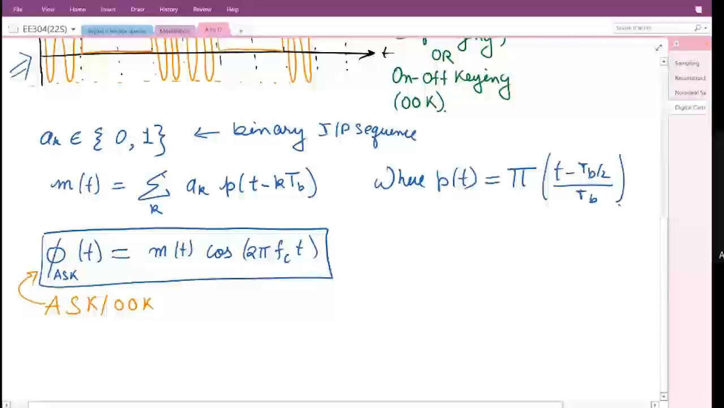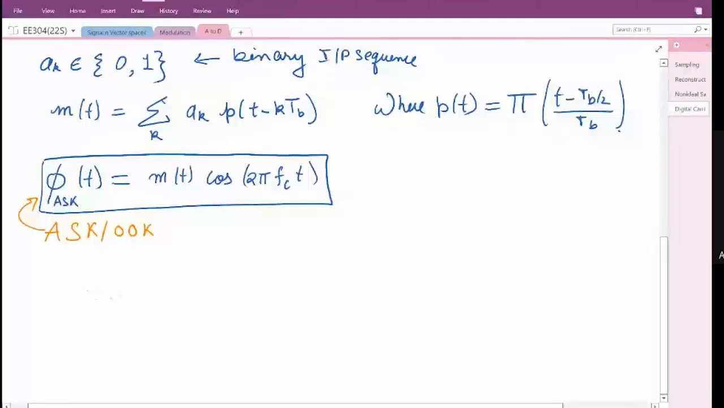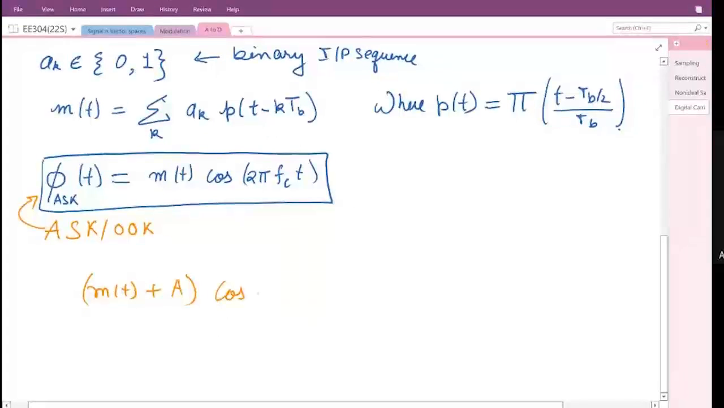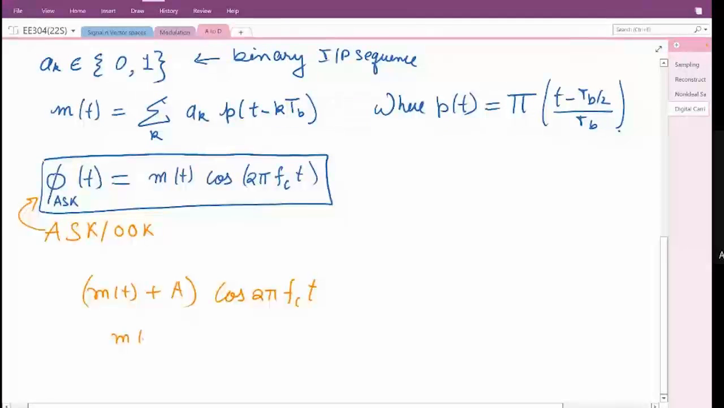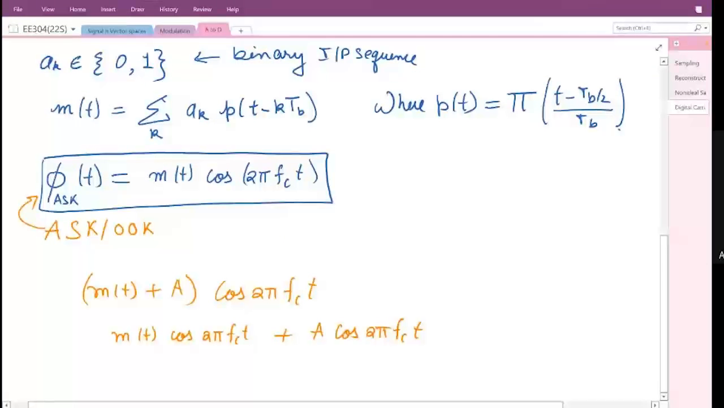Sir, I have a doubt. Go ahead. It is a modulation, so it will be (m(t) plus 1) into cos 2 pi f_c t, right? Do you remember why we did this m(t) plus A? We had (A plus m(t)) and then cos 2 pi f_c t. What was the reason for doing that? If I expand this, it was originally m(t) cos 2 pi f_c t plus A cos 2 pi f_c t. Why have we done that?